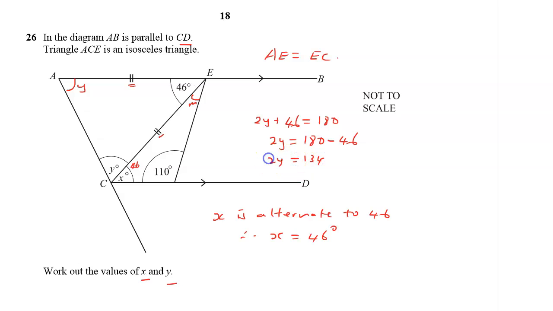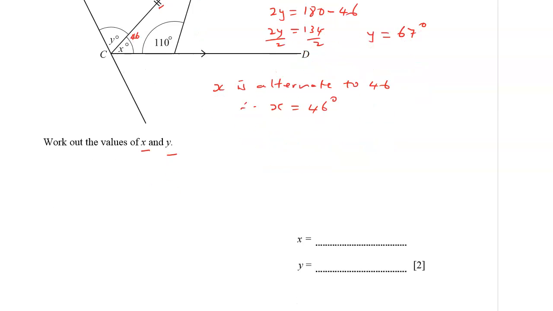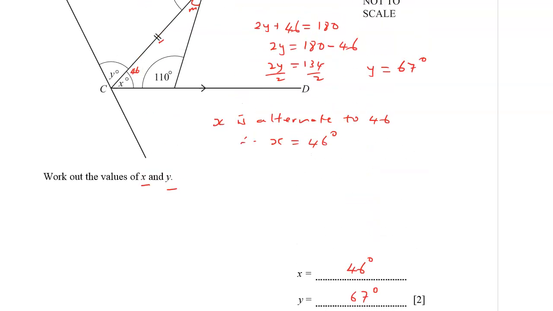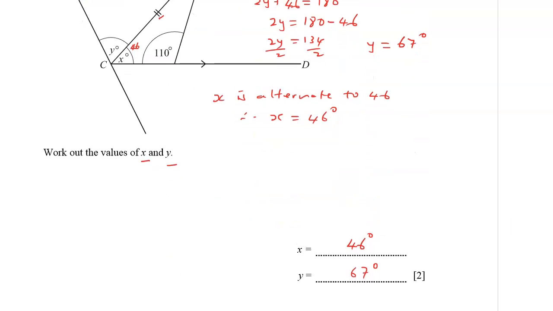is equal to 2y. Divide both sides by 2, and therefore our y will be equal to 67 degrees. So there we have our x and we have our y. So our x is 46 degrees and our y is 67 degrees. Okay.